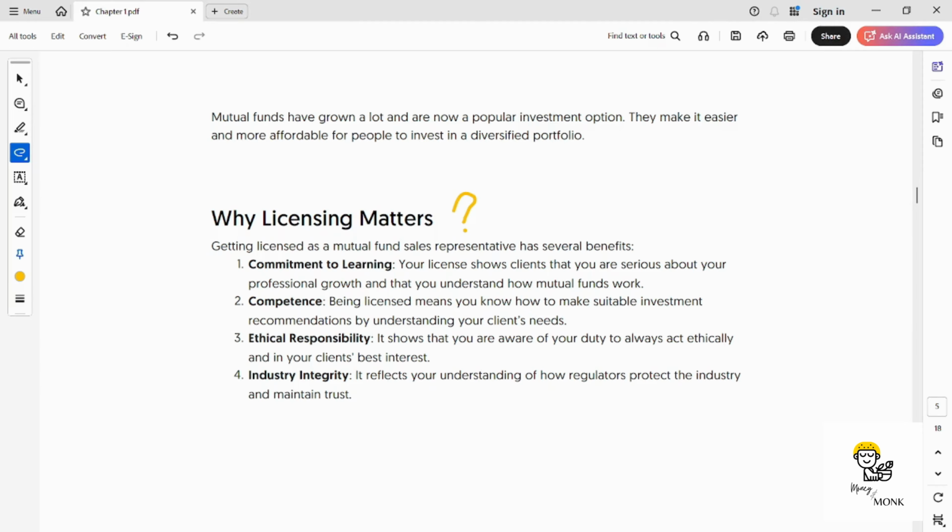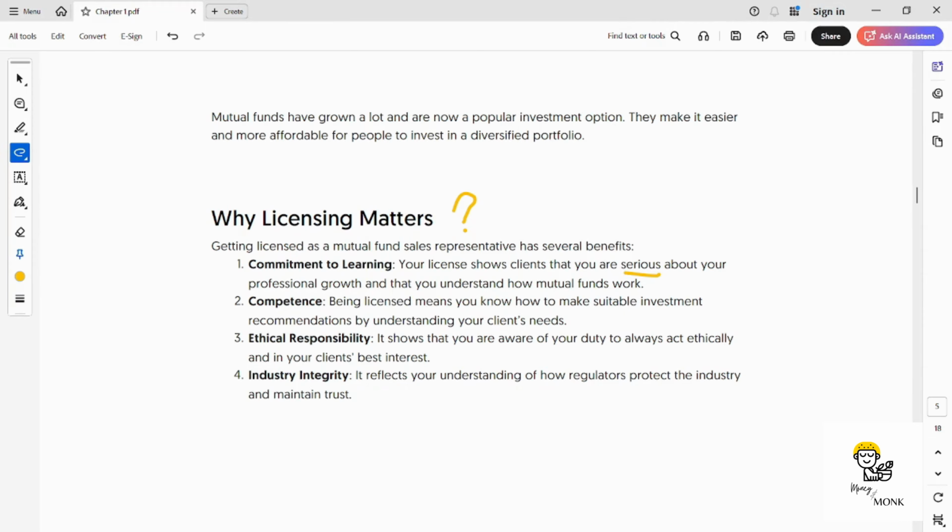It says why licensing matters. Why licensing? Why are you giving this exam? What's the benefit? What's in it for you? Okay, getting licensed as a mutual fund sales representative has several benefits. First one is commitment to learning. Your license shows clients that you are serious about your professional growth and that you understand how mutual funds work. Okay, now this is not just about this exam or this license of selling mutual funds, but it's more on any exams in this world.